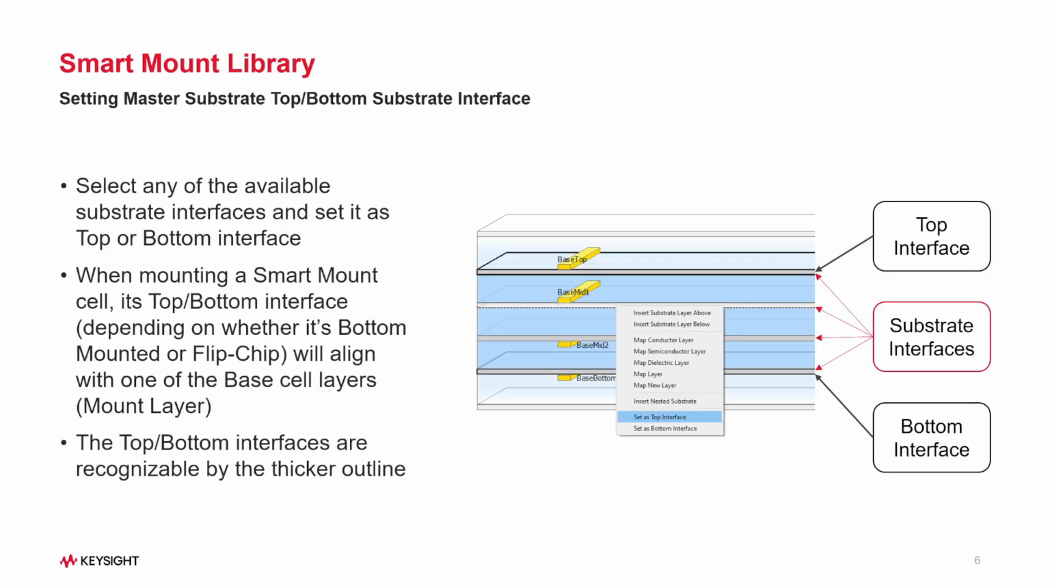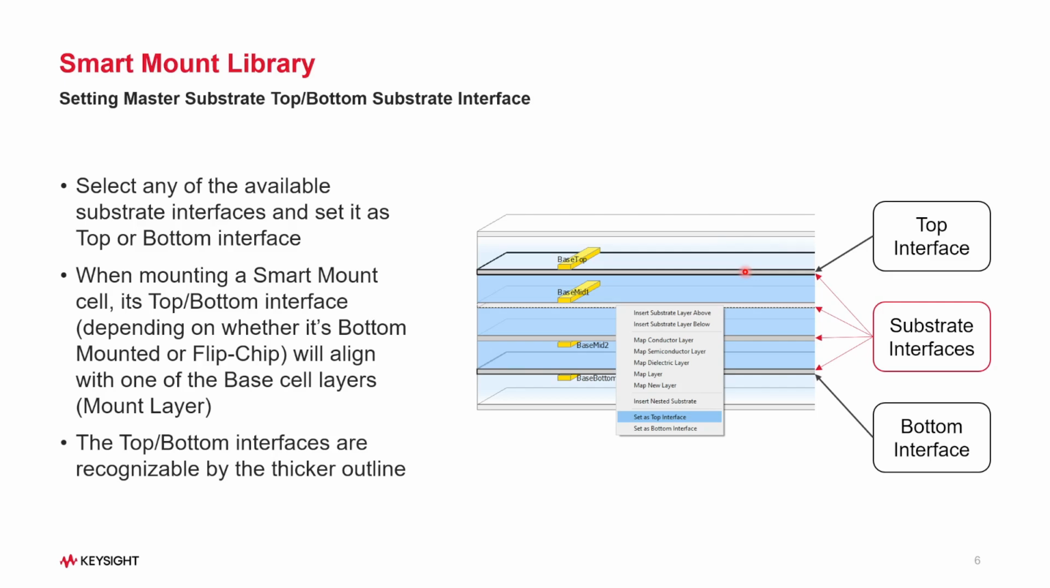Now, there is one more operation that is required at the substrate level for the Smart Mount library, which is defining which are the top and bottom interfaces, which will become the contact interfaces for when the Smart Mount cell is assembled with the base cell.